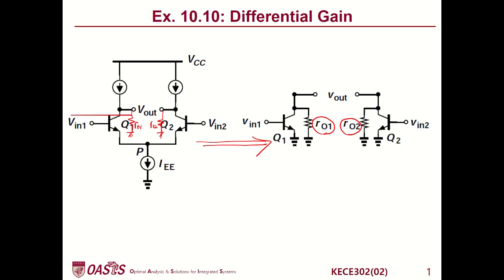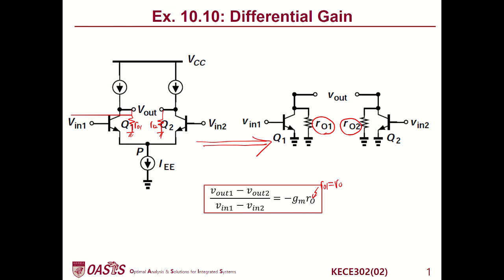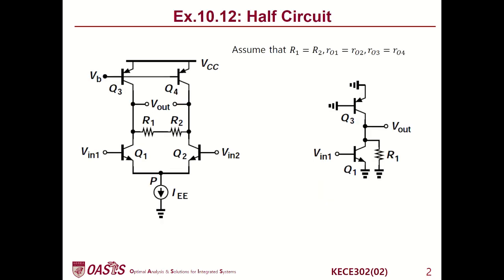So differential gain can be obtained as GM times RO. In this case, RO is the same as RO1 and RO2. So in the next examples, we can use half circuit techniques. As long as node P is connected to virtual ground, we can assume that one as AC ground.